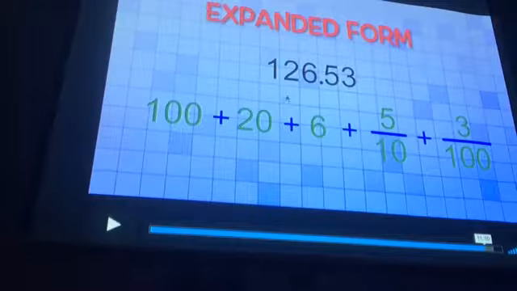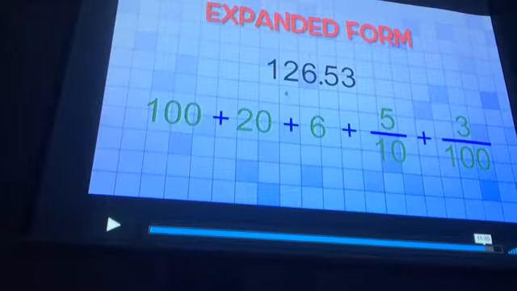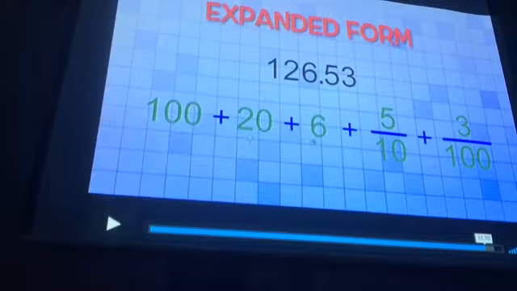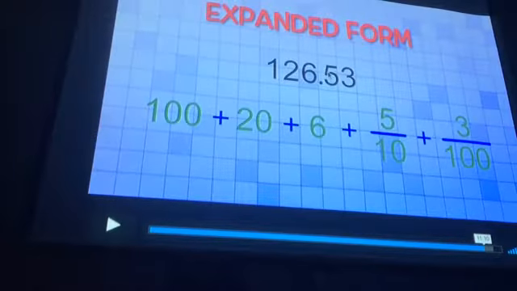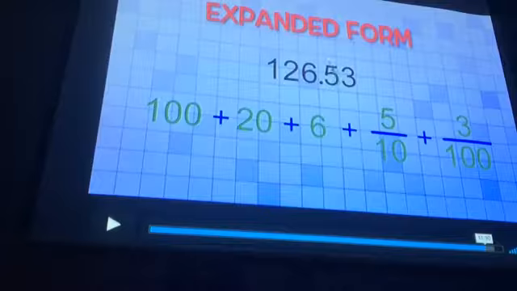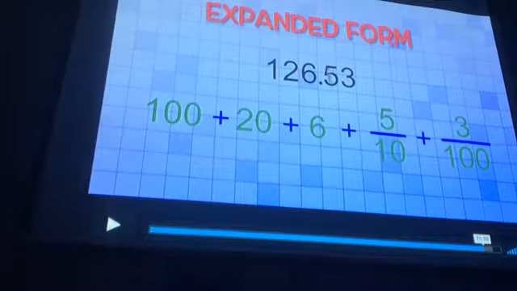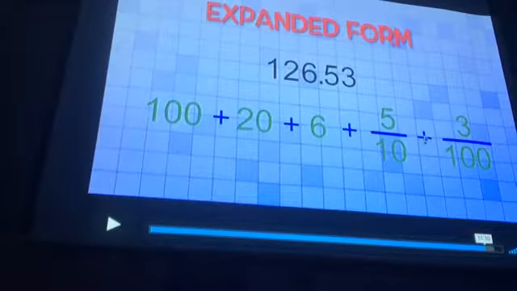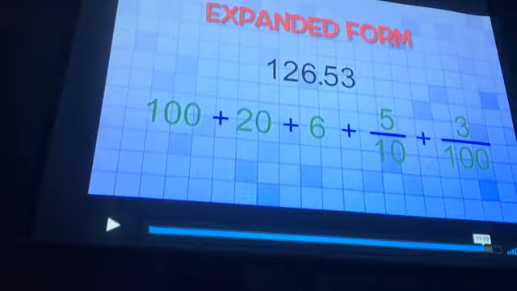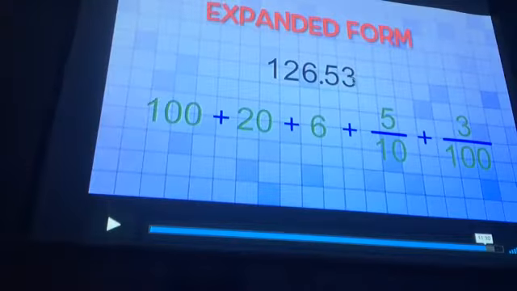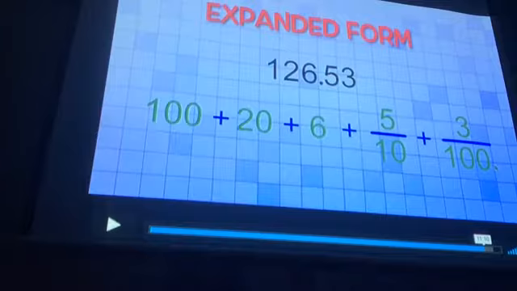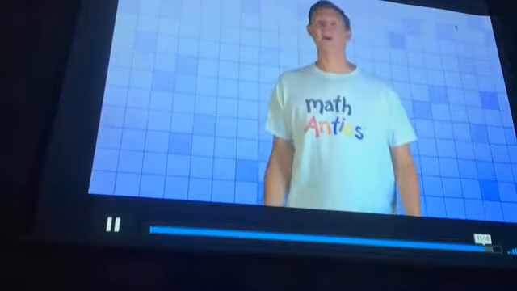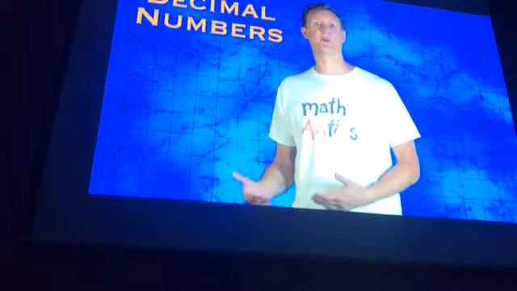Okay. So what I was saying, so we understand how he got the 126 here. 100 plus 20 plus 6. Now, we're going past the decimal point, and this is the what place? Tenths. So it's going to be 5 over what? 10. Plus, what place is this? Hundredths. So it's going to be 3 over 100. Do we all see how he got that? Yes. Okay. All right, so that's a basic intro to decimal number places.